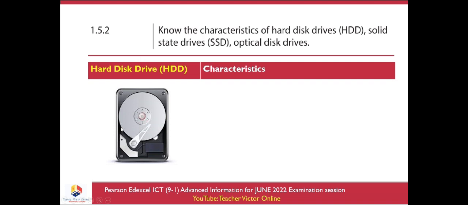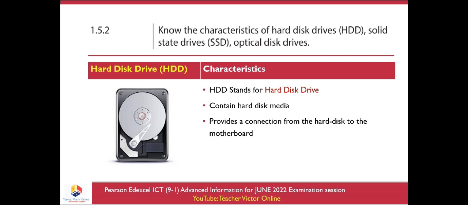So what you can see here is a hard disk drive, abbreviated as HDD. One of their characteristics is that HDD stands for hard disk drive, as I just said. They contain hard disk media, provide a connection from the hard disk to the motherboard, and HDDs can be accessed randomly. And finally, data access speeds are very fast.